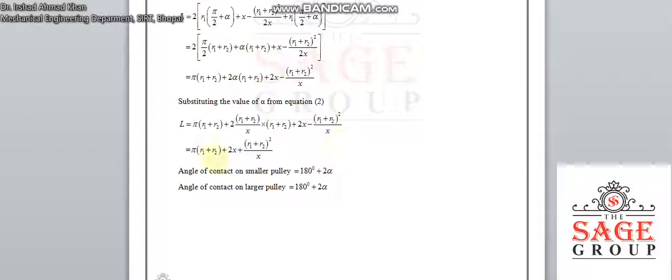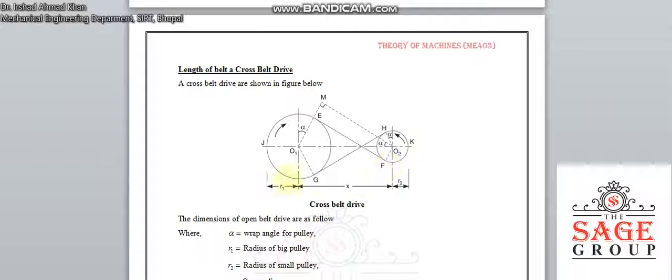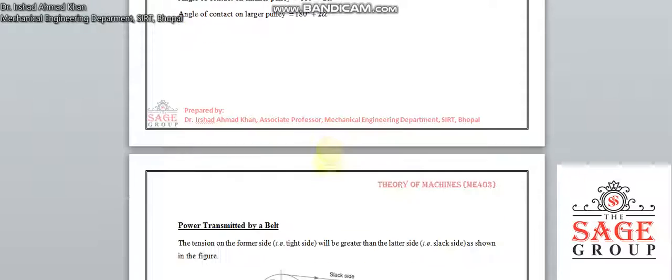So the length of the belt in the cross belt drive will be pi times R1 plus R2, plus 2 times R1 plus R2 whole squared upon X. The angle of contact of the smaller pulley and the angle of contact of the larger pulley are both the same. The angle of contact means the angle from E to J; this angle will be pi plus 2 alpha, and similarly here. So the angle of contact is the same for both pulleys.